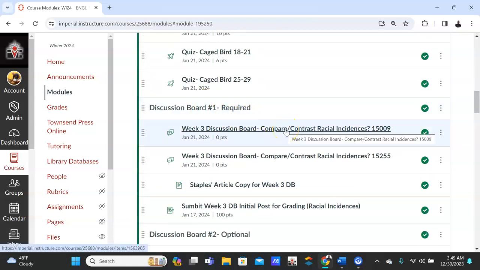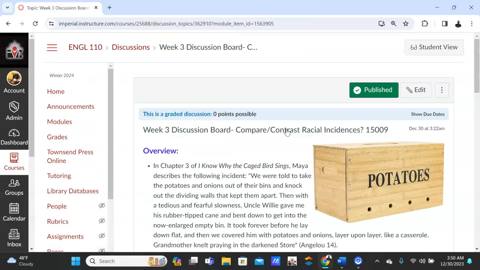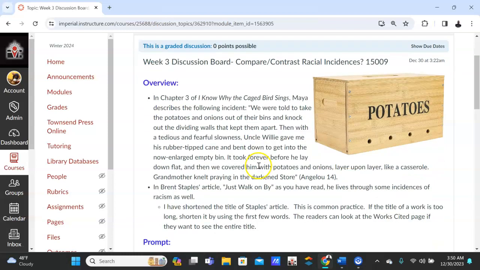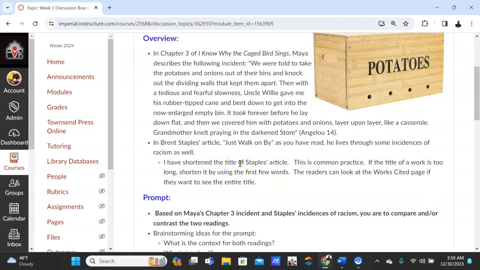And then here is the required. So let's take a look at it. We're going to compare and contrast racial incidences. So here is chapter 3 of I Know Why the Caged Bird Sings. We know that Uncle Willie had to hide in the potato crate because the white men were coming for not just him, any black person, because I guess a white girl was supposedly touched or raped, and there were going to be consequences, whether it was Uncle Willie who did it or not. Some black man had to pay for this. That's why they had to hide him under the potatoes. And then in Brent Staples, Just Walk On By, he had to face racism as well.